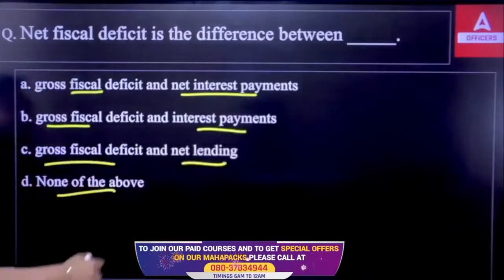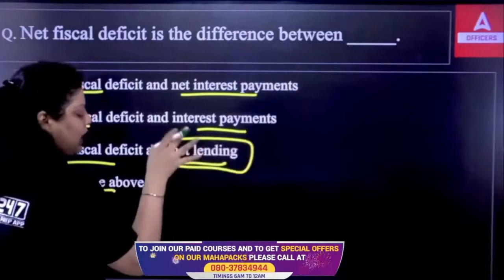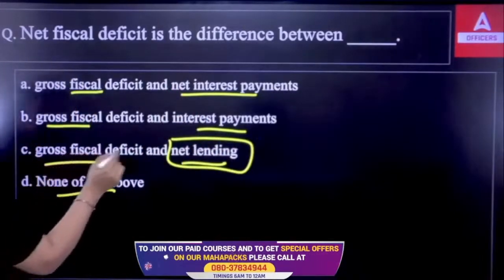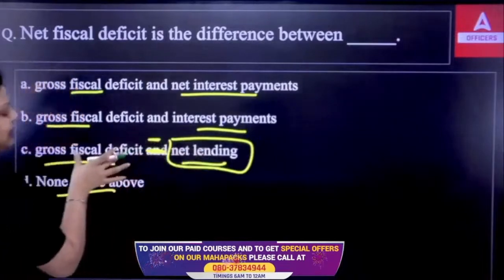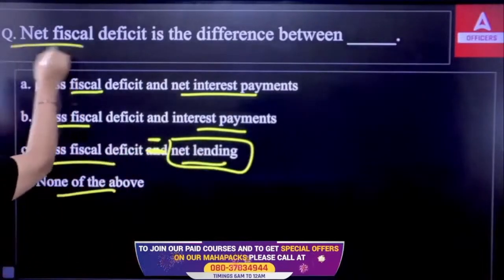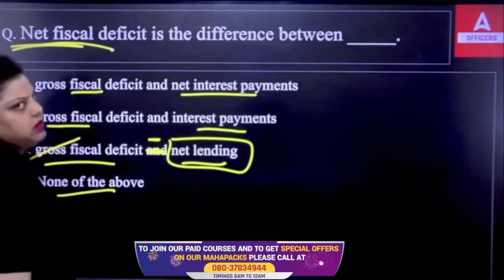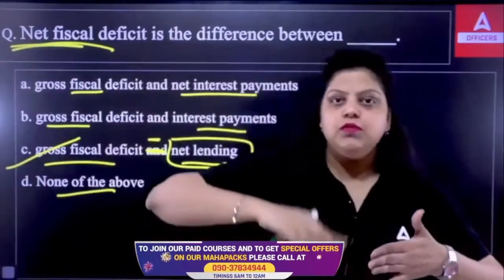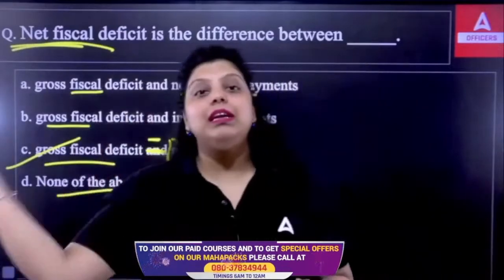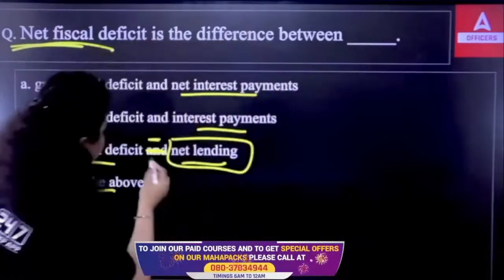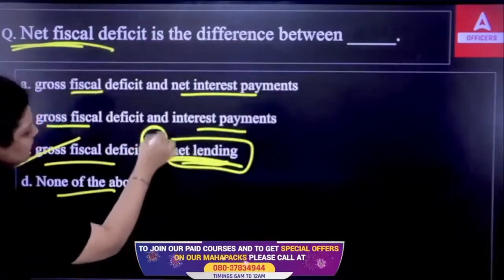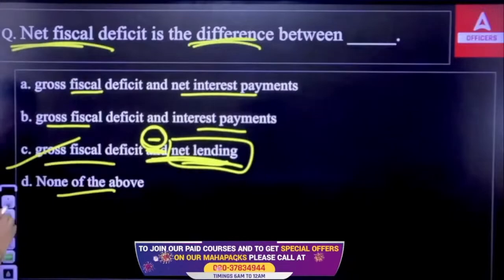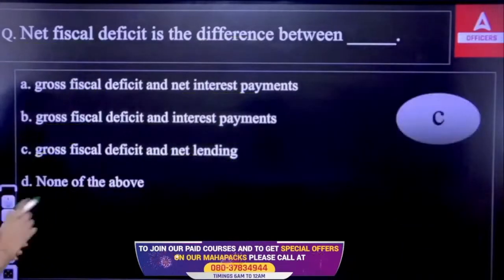So it's very obvious, net lending remained. You are talking about gross fiscal deficit, so when you subtract the net lending from the gross fiscal deficit, you will get the net value of fiscal deficit. Because we have discussed, fiscal deficit is the total expenditure of the government minus the total income of the government excluding borrowing. So you have excluded the borrowings here, and that's why it's a difference. Clear? So the right answer will be option C. Next.